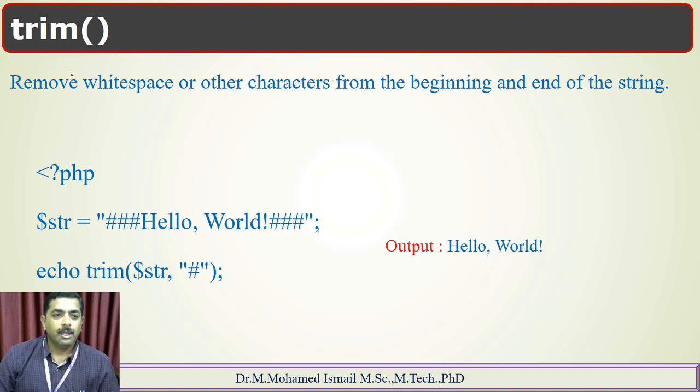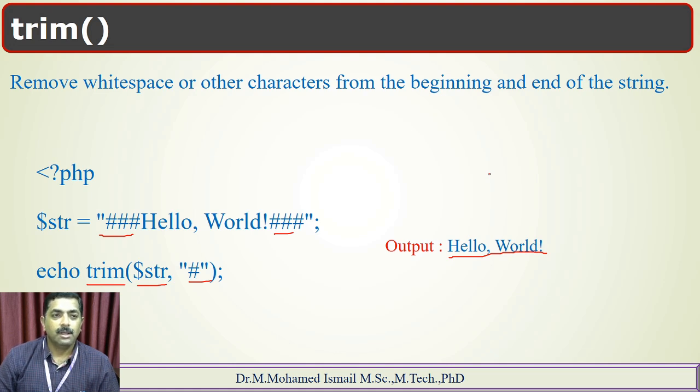Trim removes white spaces and other characters from the beginning as well as the end of the string. Here I have not given any white spaces, but some special characters. If I add some white spaces, those also will be removed using the trim function. It removes from both the left and right ends. So I am printing trim of str, and with this you have to remove this special character also. Finally the output will be hello world.